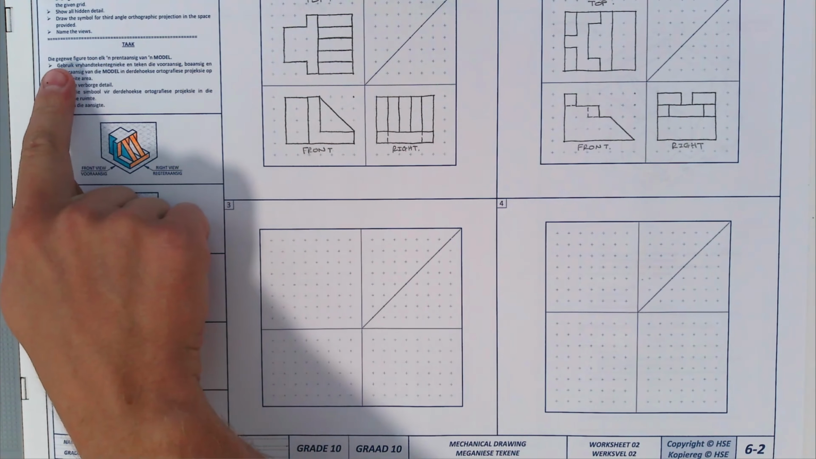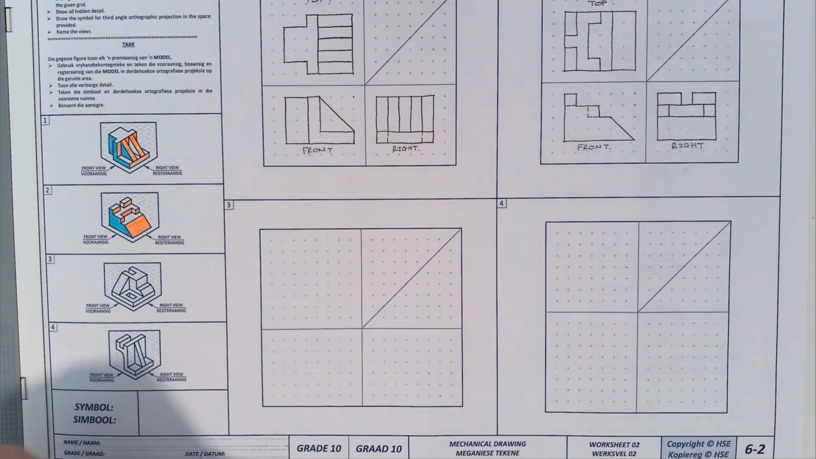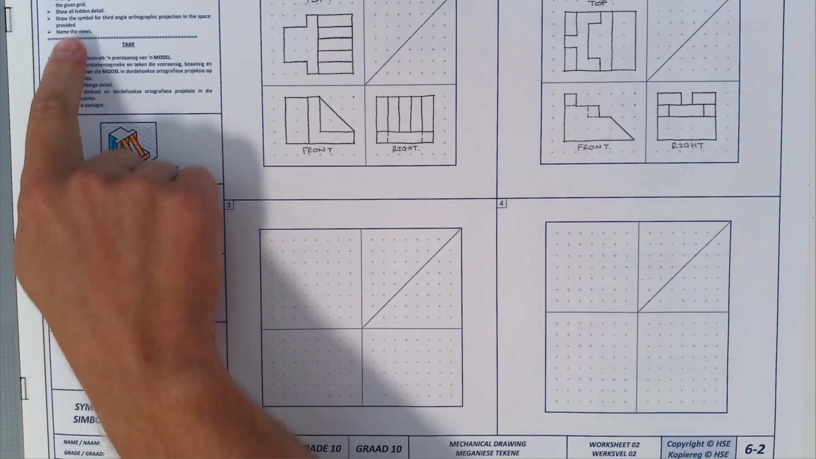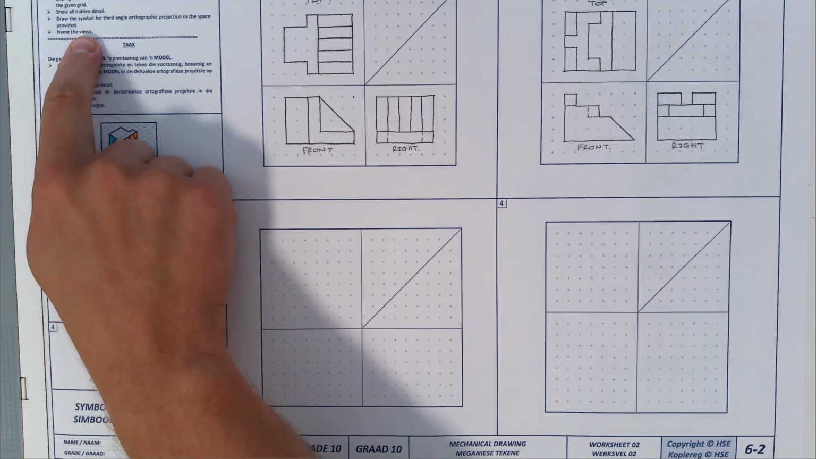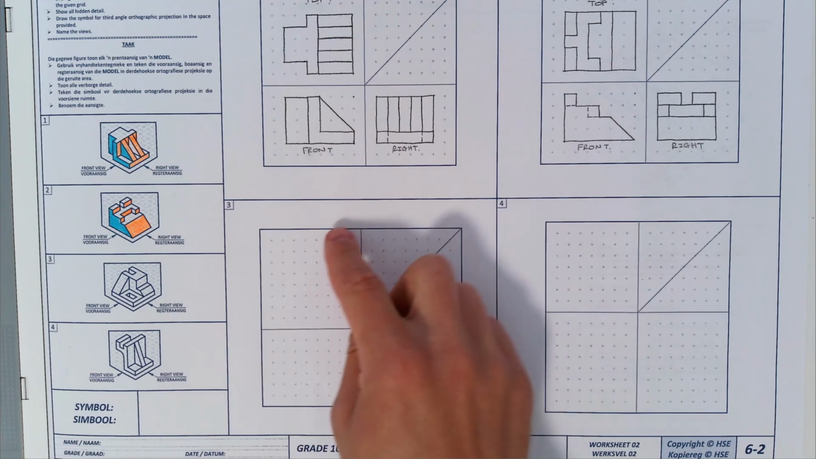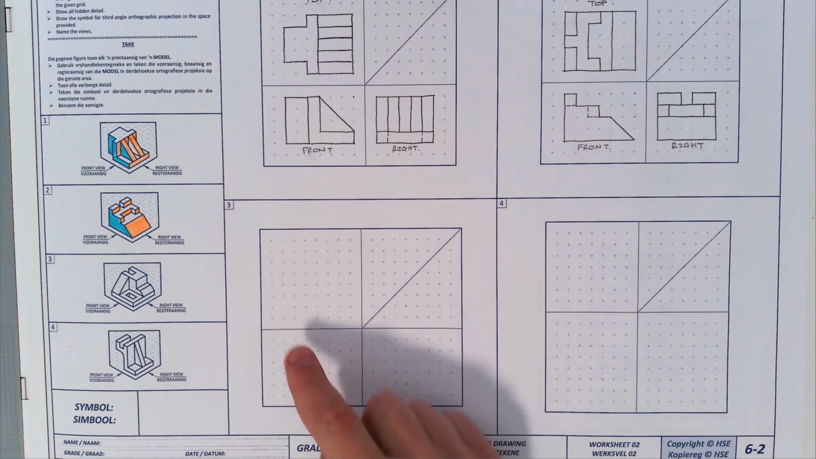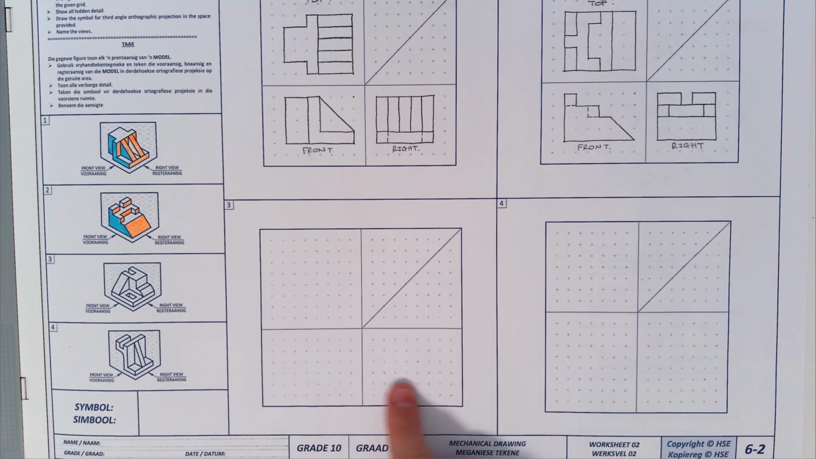The following is important. We need to do this question in freehand. We need to show all the hidden detail and we need to name the views. So we know by now that the top view will be located here, the front view over here, and the right view will be placed over here.